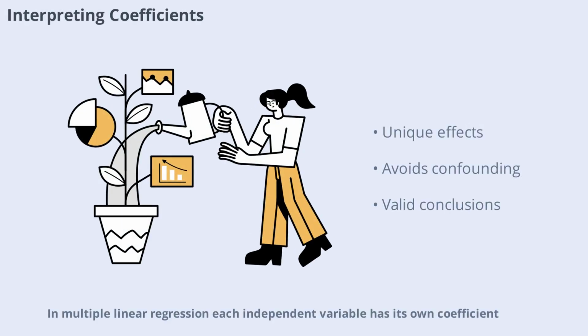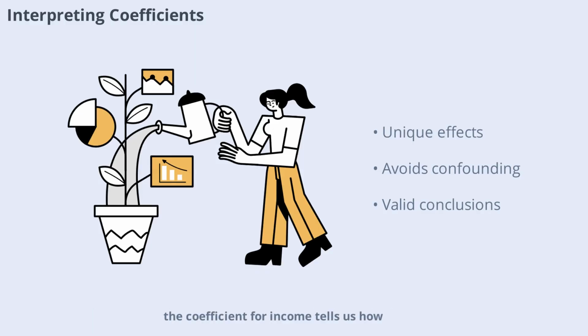In multiple linear regression, each independent variable has its own coefficient, showing its unique effect on the dependent variable. For example, the coefficient for income tells us how much spending increases with each extra dollar earned, holding education constant. This helps economists isolate the impact of each factor and avoid confounding effects. Careful interpretation of coefficients is key to drawing valid conclusions from the model.